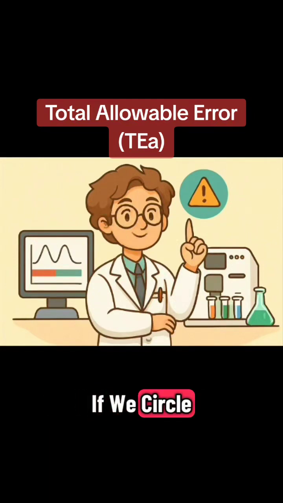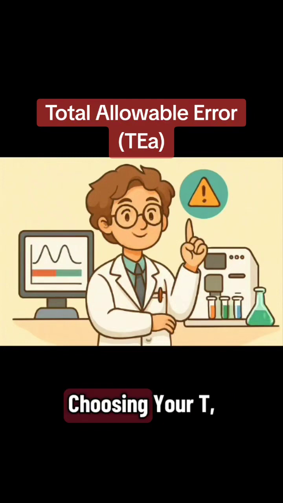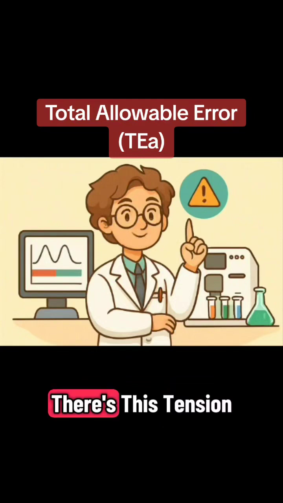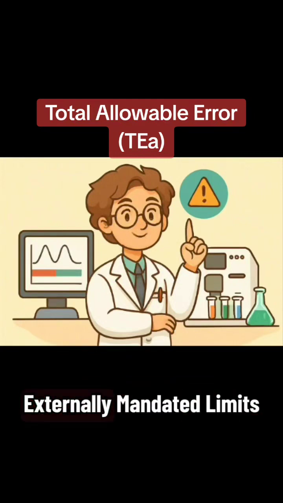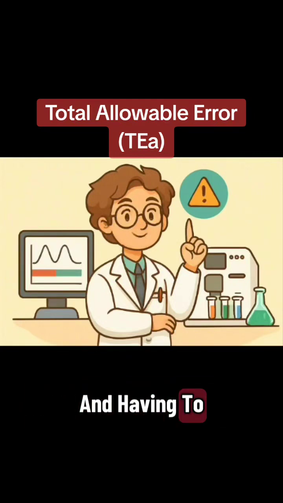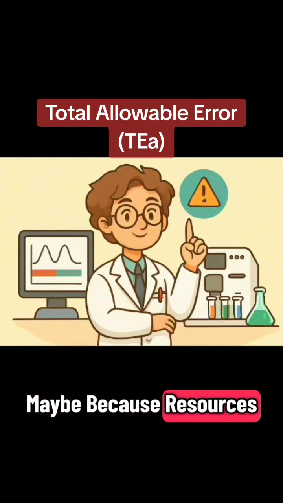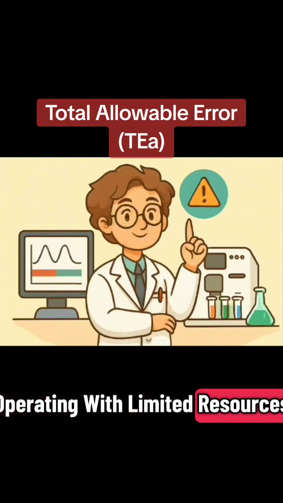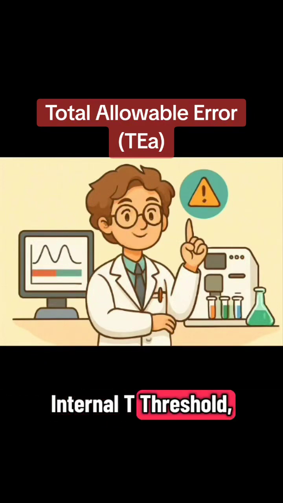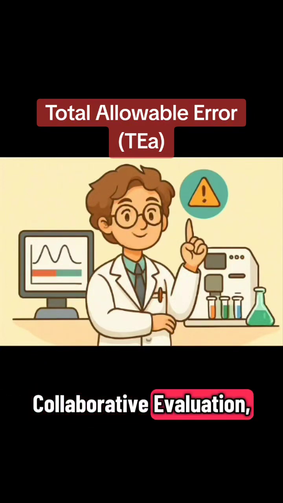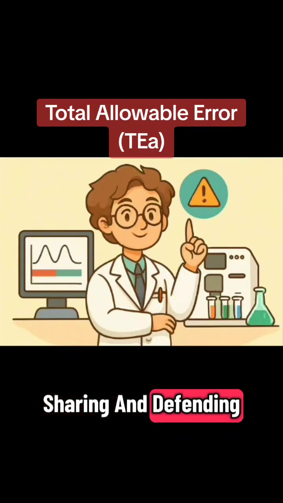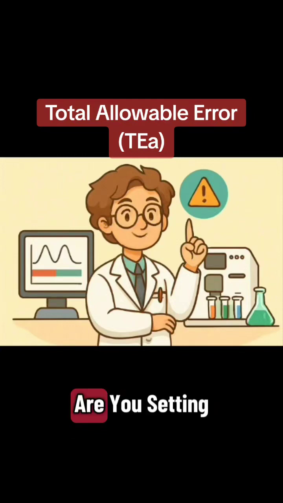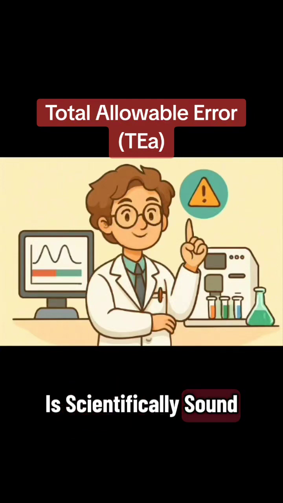And, if we circle all the way back to that very first step, choosing your T, the source materials bring up a challenge that never really goes away. There's this tension between using those externally mandated limits, like from CLIA, and having to define your own internal ones, maybe because resources are scarce. And this brings up a final question for you to think about. When you are operating with limited resources and you have to set an internal T threshold, how does your commitment to that collaborative evaluation we talked about, the act of sharing and defending your limits with your peers, impact the integrity of the T you finally set? Are you setting a standard that is scientifically sound or just one that's convenient?